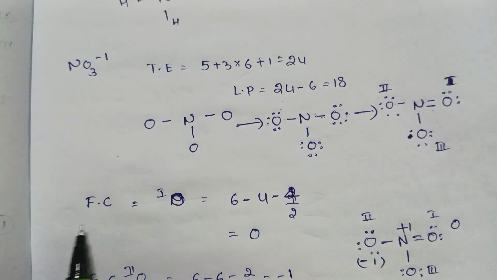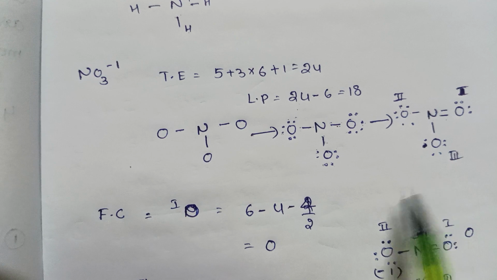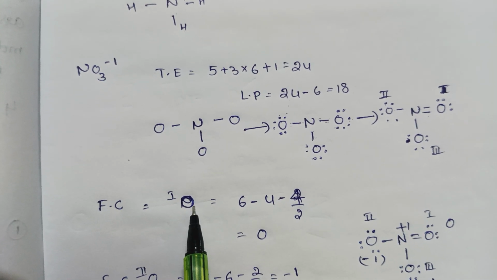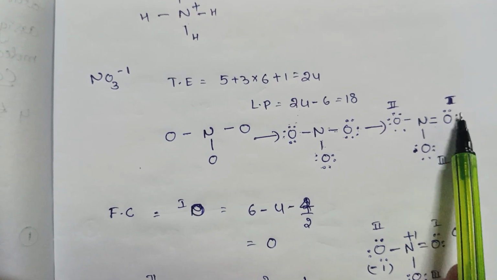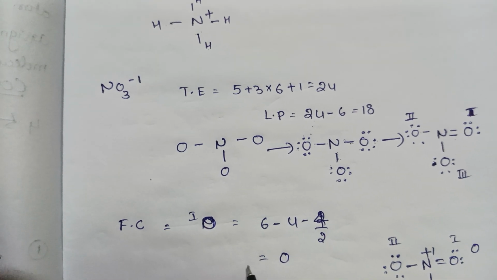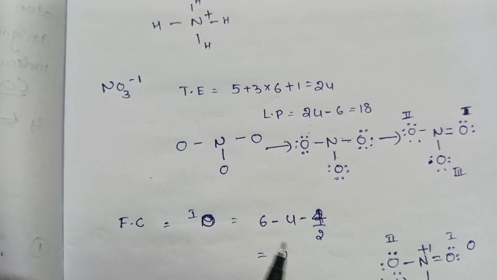If we count the formal charge, take it as the first atom. First atom, oxygen, formal charge. How many valence electrons? 6. How many lone pairs? 4. Bond pairs 4, divided by 2. The formal charge is 0 for the first atom of oxygen.